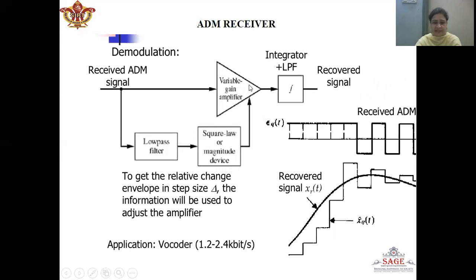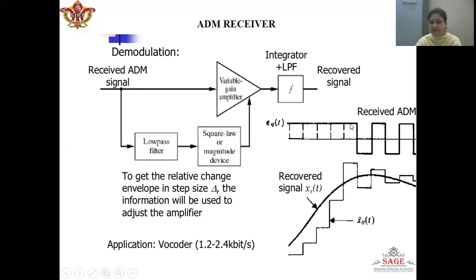Now, this is the ADM receiver shown in more detail. Here we have the received ADM signal. It is given to the low pass filter and the square law device. When the error signal is positive for many continuous outputs, the square law device will generate a larger output. This larger output will increase the gain of the variable gain amplifier. So the output will be higher, and it will then be summed up with the previous signal, and the recovered signal will be your message signal.